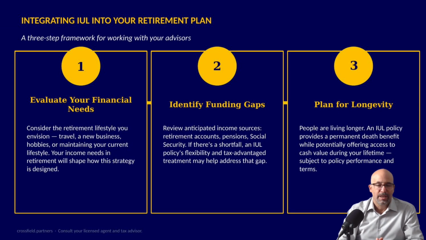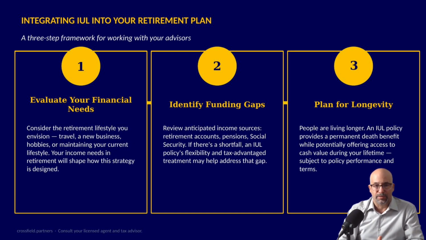Knowing what IUL is and how its features work is one part of the picture. The other part is thinking about how it might or might not fit into your broader retirement plan. Here's a 3-step framework for working through that with your advisors. Step 1. Evaluate your financial needs. What does retirement look like for you? Are you hoping to travel, start a business, pursue new hobbies, or simply maintain your current lifestyle?